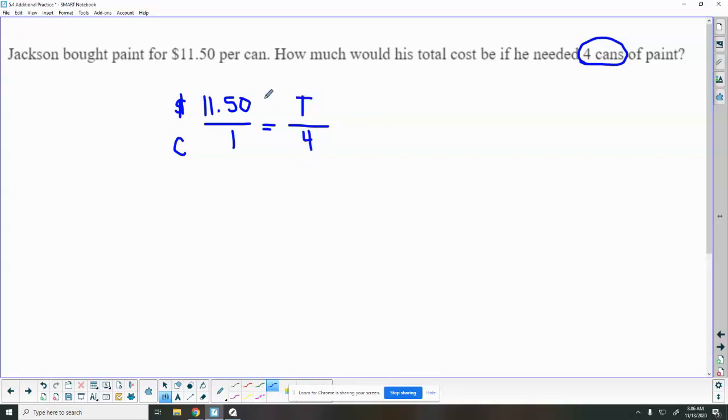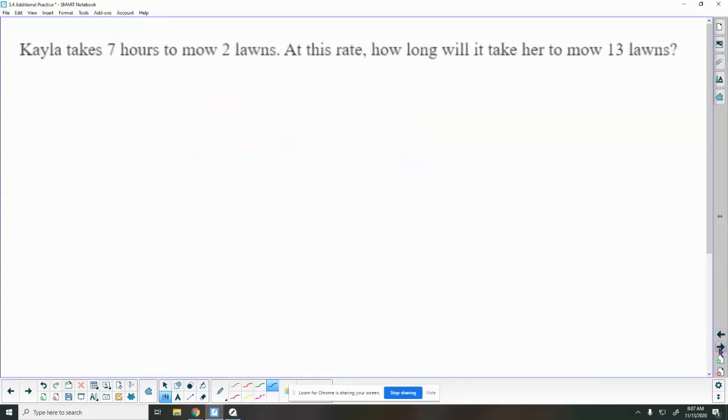Now that I have it set up, it tells me I need to do $11.50 times 4. And then we would divide by 1, which is going to be the same thing, so we don't even need to worry about that. So we just need to do $11.50 times 4. Don't forget to move your decimal when you're done, and that will tell you the total cost of 4 cans of paint.